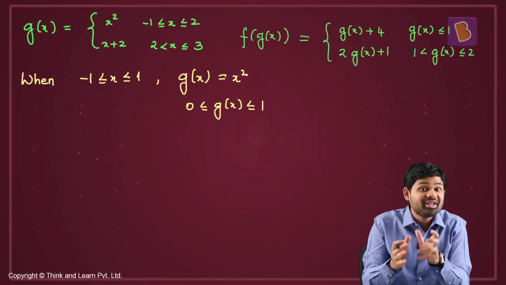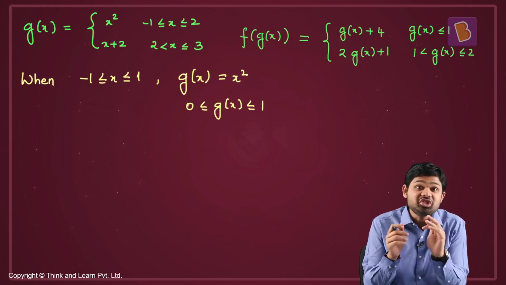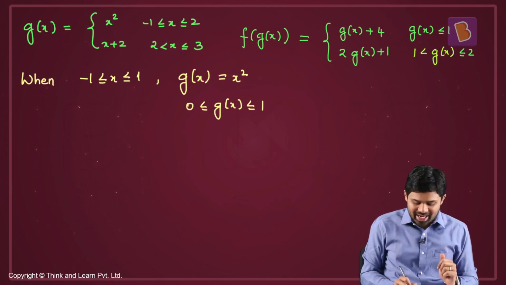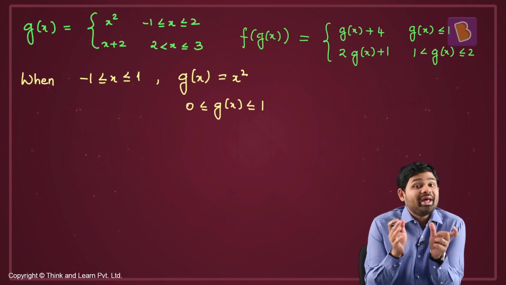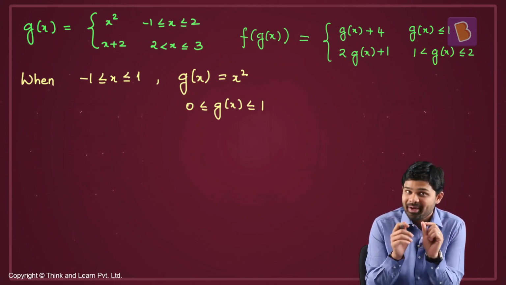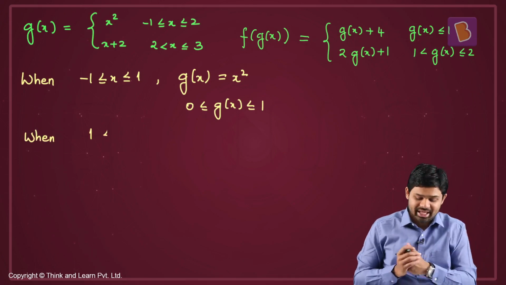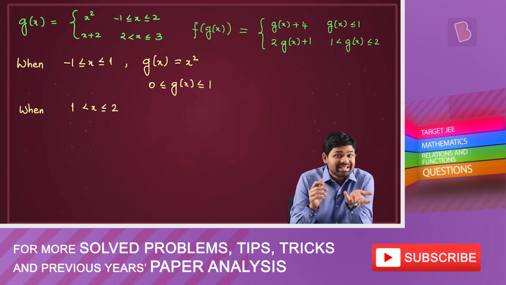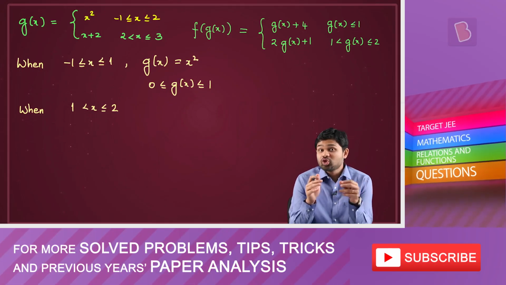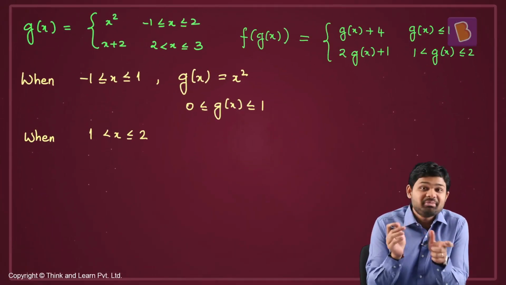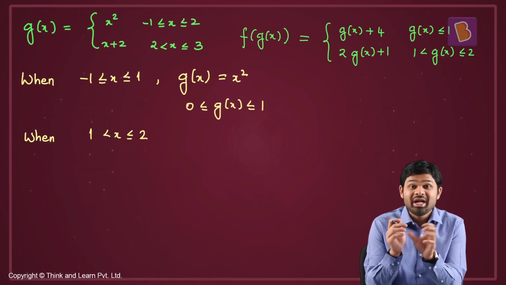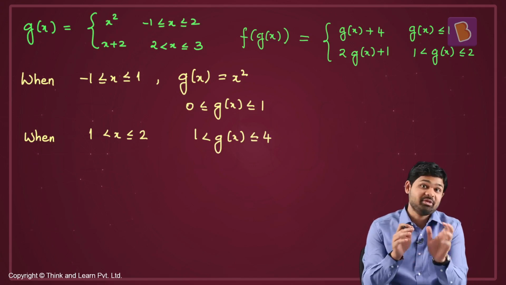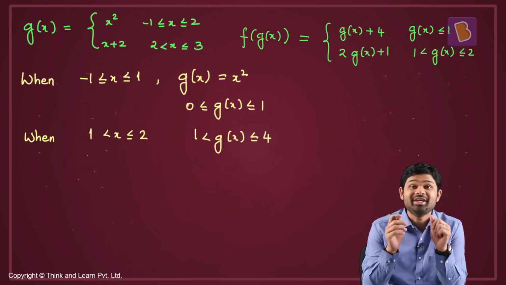So now look at the function definition of f of g of x. The function changes its definition when g of x becomes more than 1, right? Which is why I have considered this particular interval wherein g of x lies between 0 and 1. Now what happens if x is greater than 1 but less than 2? If x is greater than 1 and less than 2, the definition of g of x is still the same, which is x square, right? So what is the value of g of x between x of 1 and 2? If x is between 1 and 2, g of x is going to be between 1 and 4. Correct?